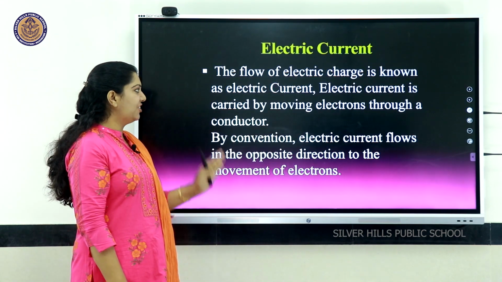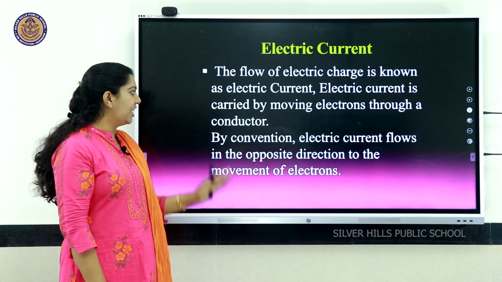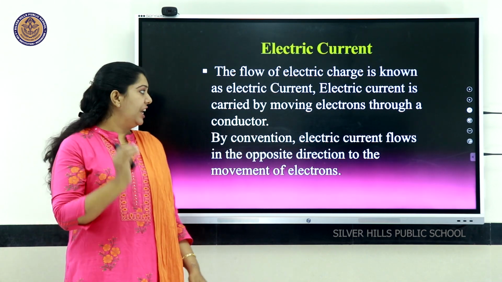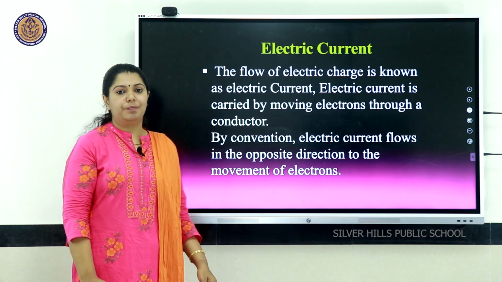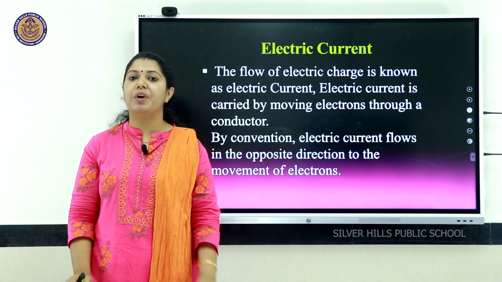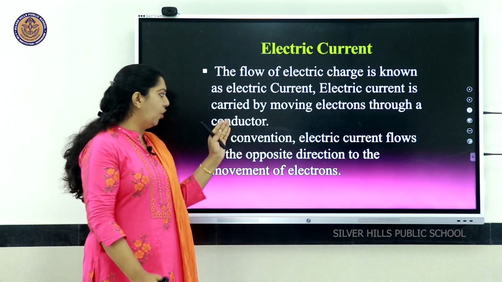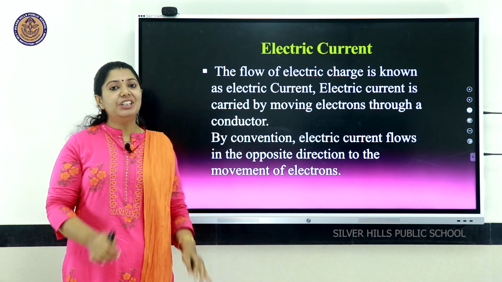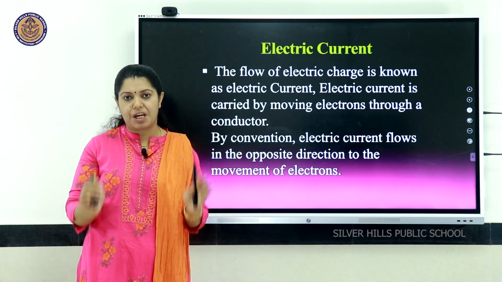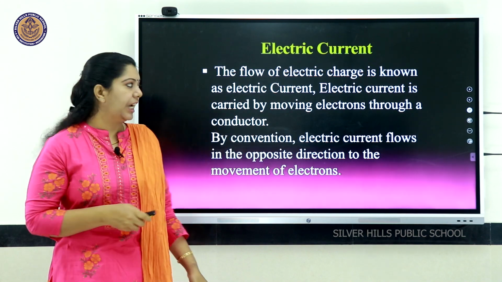The flow of electric charge is known as electric current. Electric current is carried by moving electrons through a conductor. You know the movement of electrons. Electrons are moving from negative to positive. So the current flow will be in the opposite direction of electrons. That means the current will flow from the positive terminal to the negative terminal.